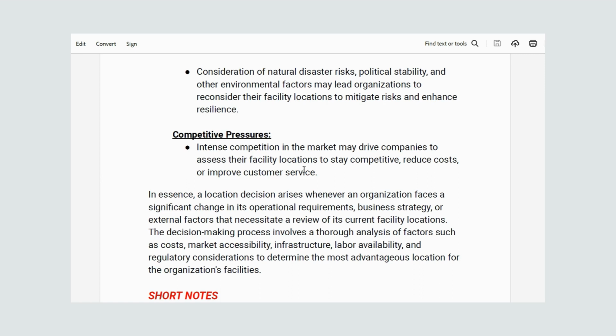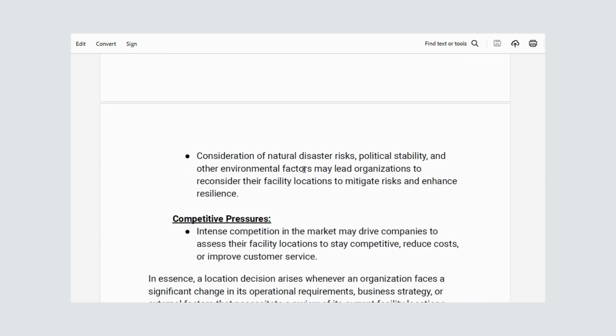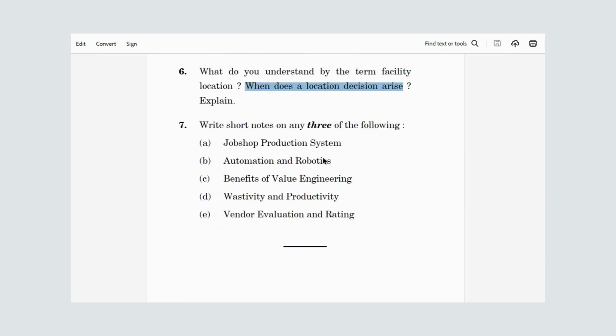So in essence, we can say that a location decision arises whenever an organization faces a significant change in its operational requirements or business strategy, or external factors like we have said, the government regulations or the competitive pressures, all those things. Now let's see the short notes that are given here.